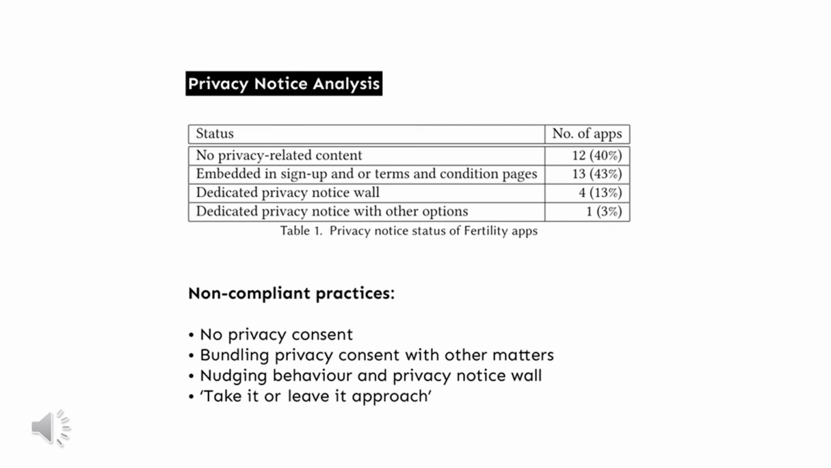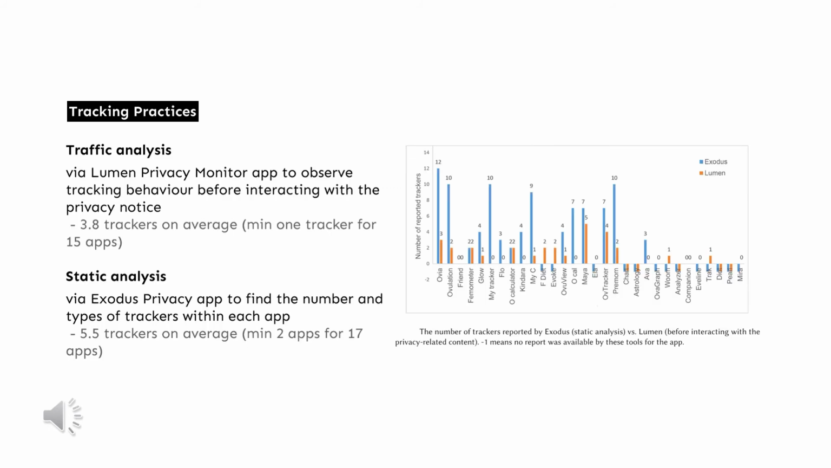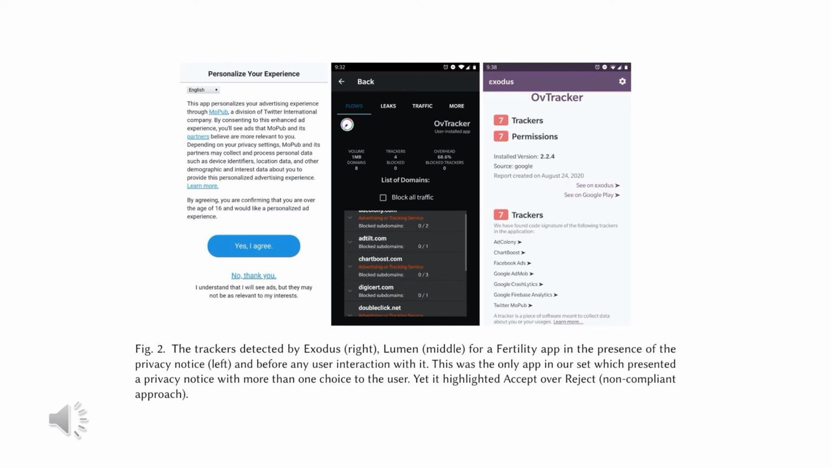We found multiple non-compliant practices in these apps, including no privacy notice, bundling it with other matters, nudging the user via privacy notice walls, highlighting accept over reject, and generally the take it or leave it approach. We also studied the tracking behavior of these apps in practice via traffic analysis as well as static analysis. We observed that the majority of these apps include trackers, and some of them start tracking before any user engagement with the privacy notice. Here is an example of the trackers found in one of these apps when it was opened by the user for the first time and before accepting the privacy settings.